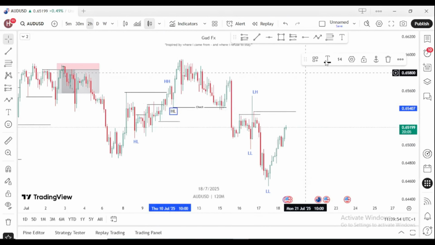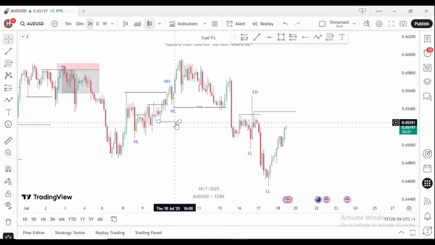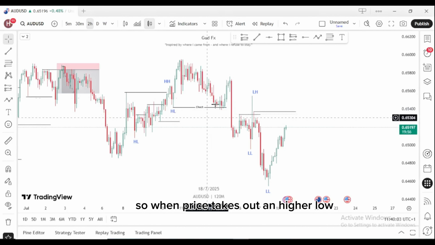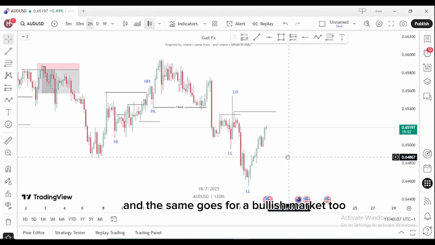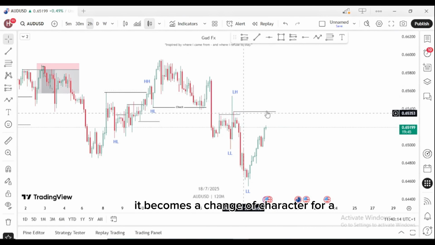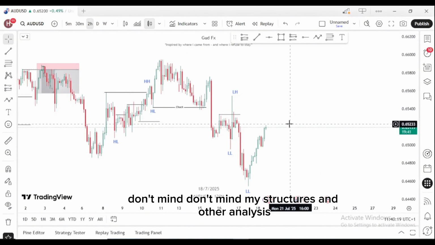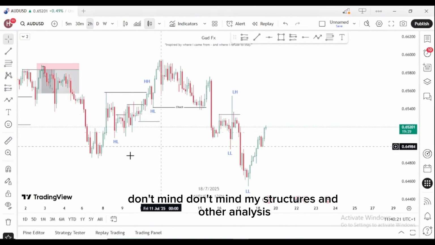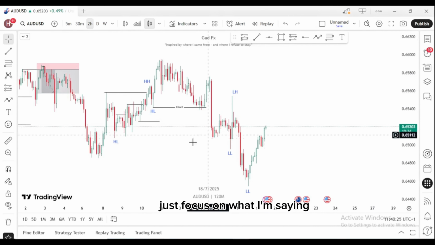This is a higher low. This is a higher low. So when price takes out a higher low, that is a change of character. And the same goes for a bullish market too. When price takes out a lower high, it becomes a change of character for a bullish move. Don't mind my structures and other analysis. Just focus on what I'm saying.